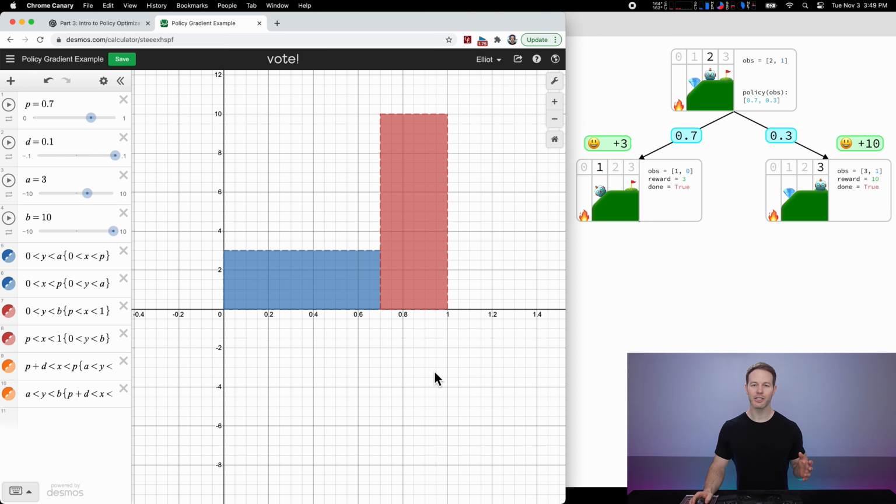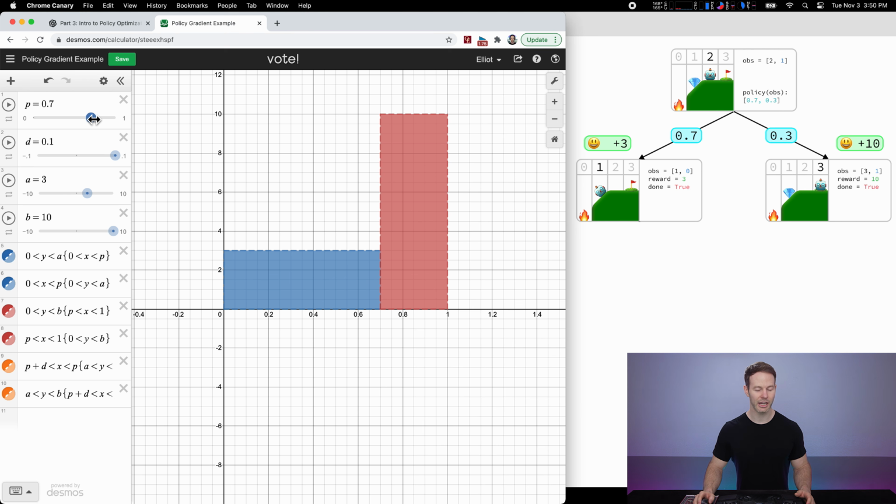So we can think about it visually like this. Here we have the blue represents the reward we'll get if we go left, and the red represents the reward we'll get if we go right. So this has a height of 3 because we'll get 3 reward if we're going left. This has a height of 10 because that's the reward we get from going right. And then down here, you'll see the width of the blue is the probability of going left. So 0.7 for 70%. And this has a width of 0.3 for 30%. And the total area of both of these rectangles combined is the expected return.